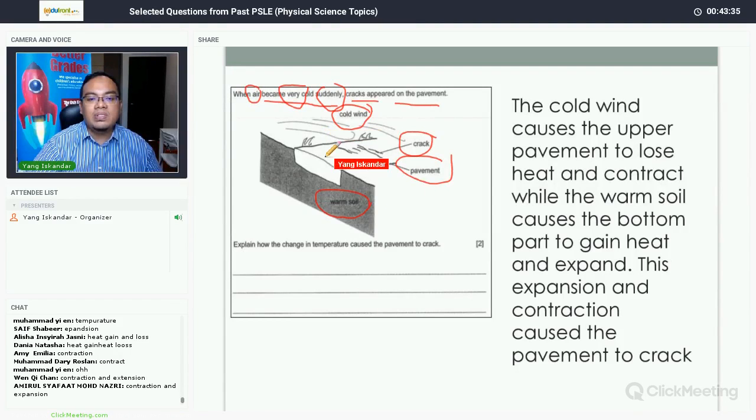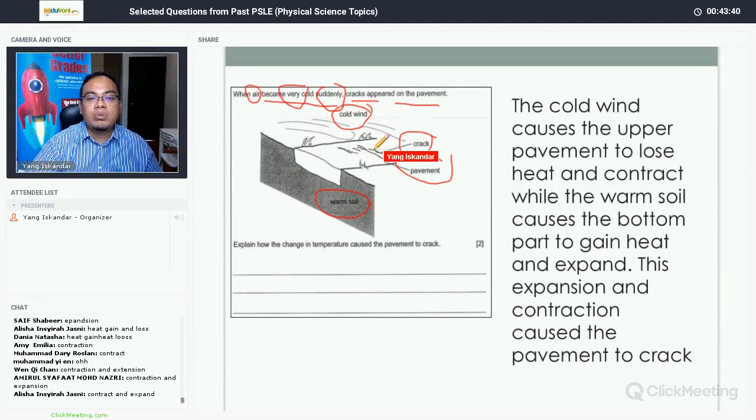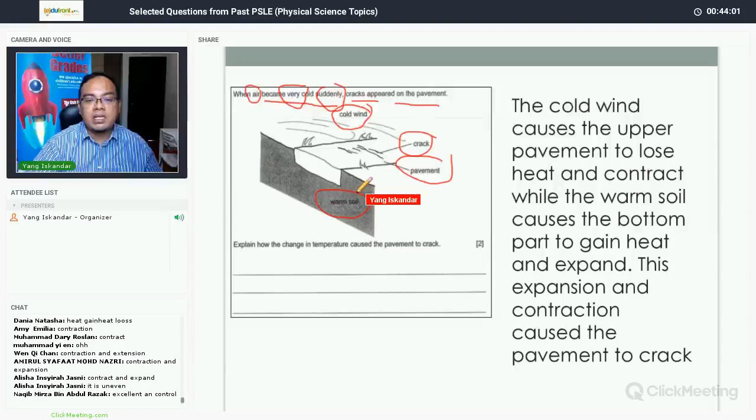contracts when it loses heat, right? So when there's a cold wind here, it causes the pavement to contract. But if you see the bottom part here is warm soil, right? The warm soil will cause an expansion. So you have expansion and contraction. So there is tension in the pavement, right? The top part, cold wind, causes contraction, and the bottom part causes an expansion.